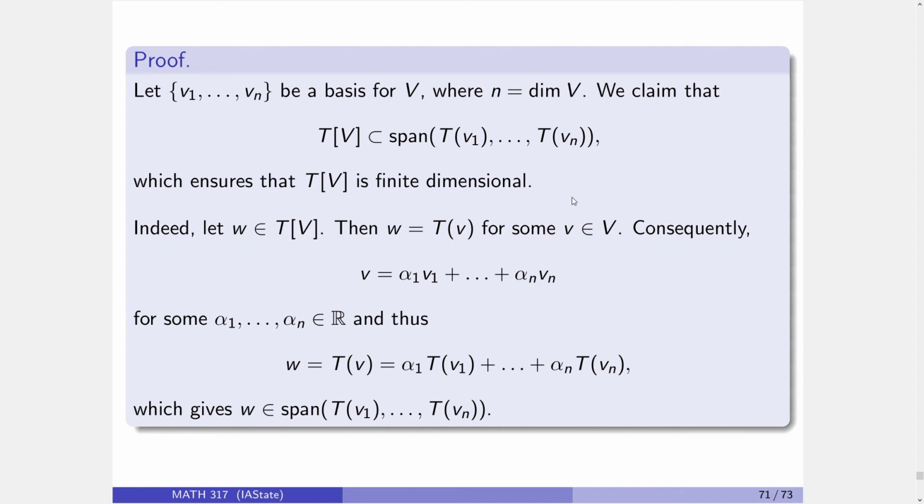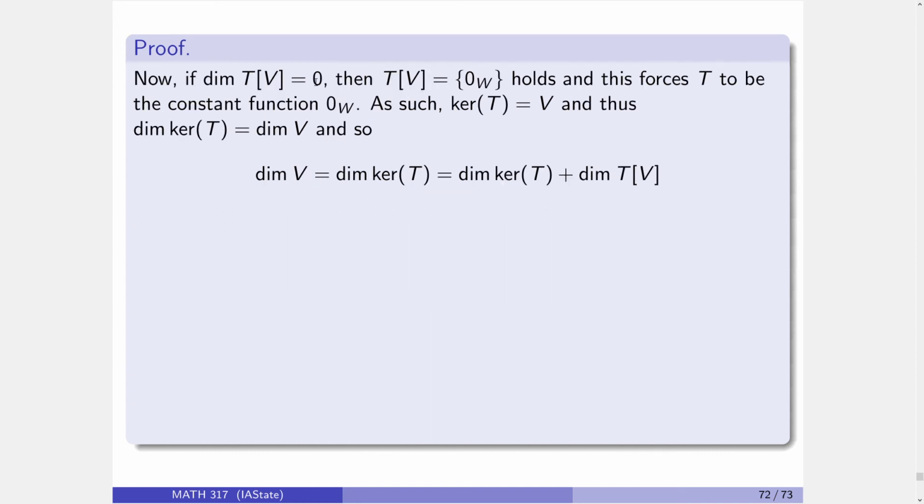So now let's address what I've already talked about, what happens when this is the trivial vector space. Okay. All right, now if it's trivial, that means the range is trivial, which means that T only ever spits out 0 of W. So that means it is the constant function 0W. So its kernel is everything, because everything gets mapped to 0. So the dimension of the kernel is the dimension of V, but the dimension of T of V is equal to 0. So the formula we're looking for, dimension of the domain is the dimension of the kernel plus the dimension of the range, holds.